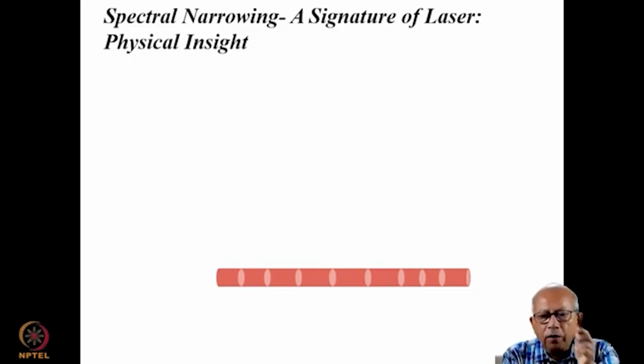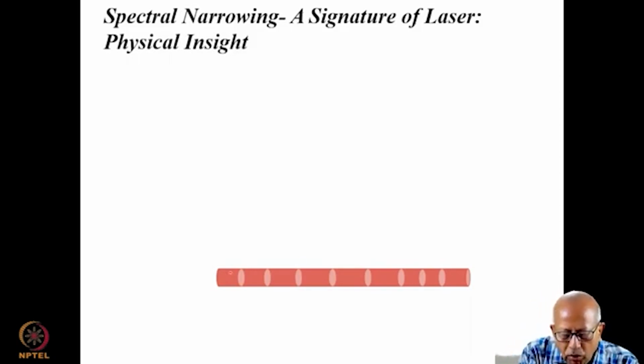I will now provide you a physical insight which will say why spectral narrowing is a signature of lasing, that is, a signature of amplification of light by stimulated emission of radiation. For this, let us divide the ruby rod into small sections, a number of small sections.